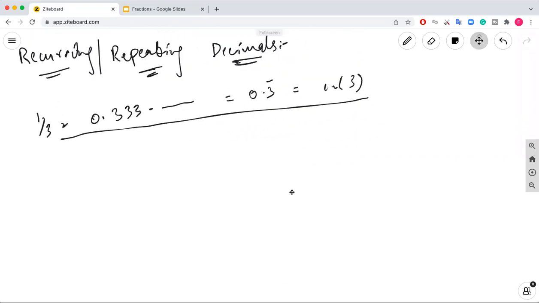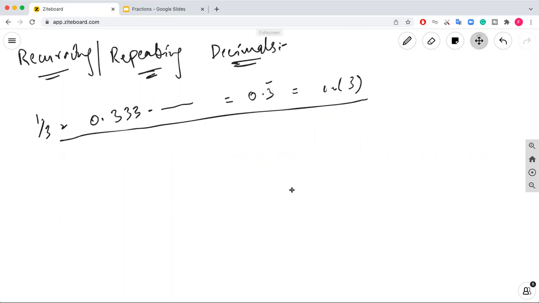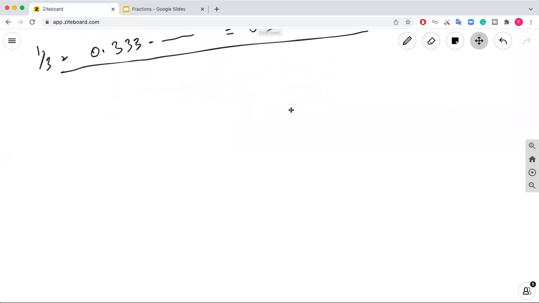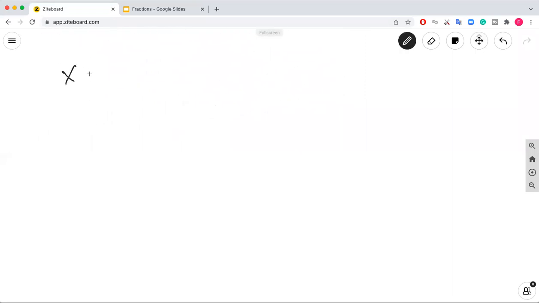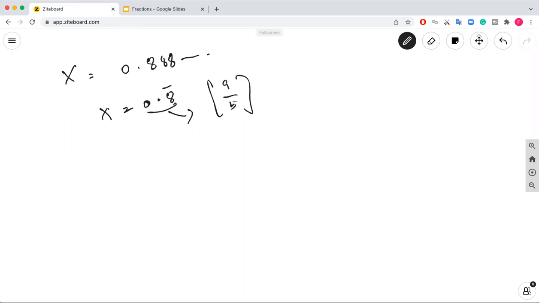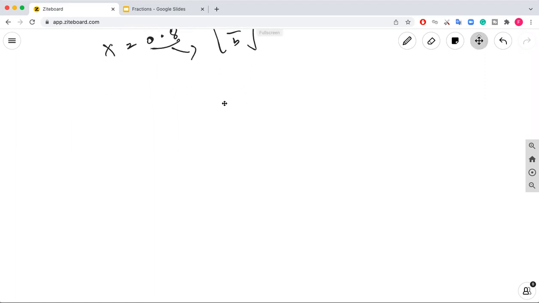Okay, so let's suppose I want to convert a recurring decimal to a fraction. For example, we have some variable x equal to 0.888 and so on, and I write this as 0. bar on number 8, right? So how can I convert this into a fraction form? Anyone of you know this method? Multiply with 10 because we have one digit. Okay, so let's start with the conventional method.